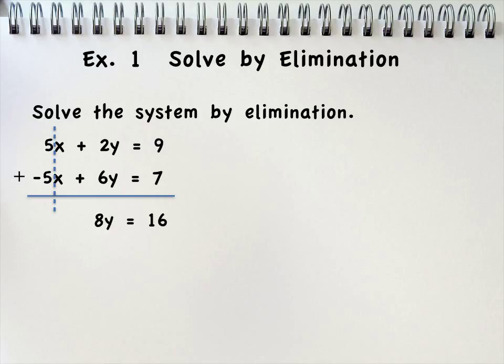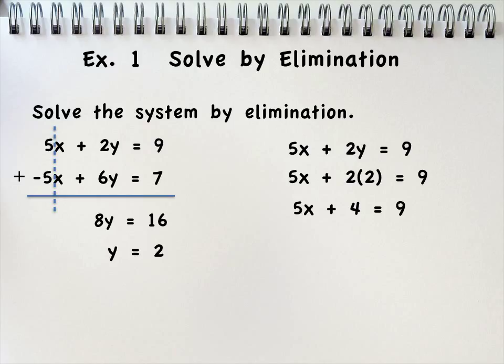So we would get 8y equals 16, and we can solve for y by dividing by 8. So now I have the y coordinate of my solution. To get the x coordinate of my solution, I can use either of the two given equations, substitute 2 for y, and solve for x. Subtract 4 from both sides and divide by 5. My solution is (1, 2). And I have solved this system of equations using a strategy known as elimination.